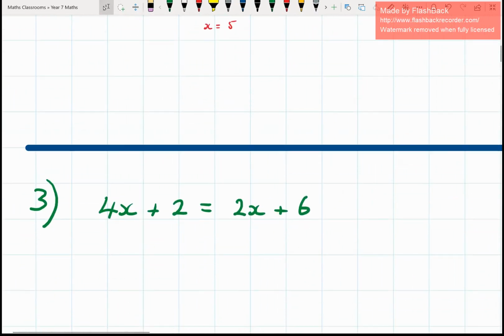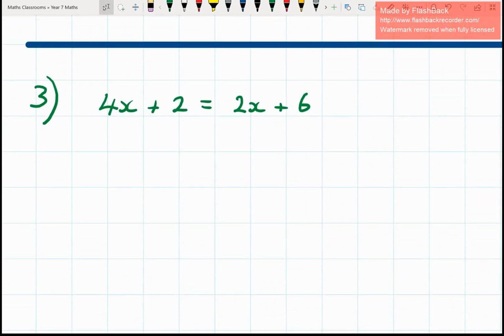Okay, so the next ones, we're getting really, really close to the end of this section, is when we've got x's on both sides. So all we're going to do is move it round so that we have x's on one side and numbers on the other. And we're always going to try and stay in the positives. So the first thing that I can do is subtract away 2x from this side. And remember, whatever I do to one side, I've got to do to the other.